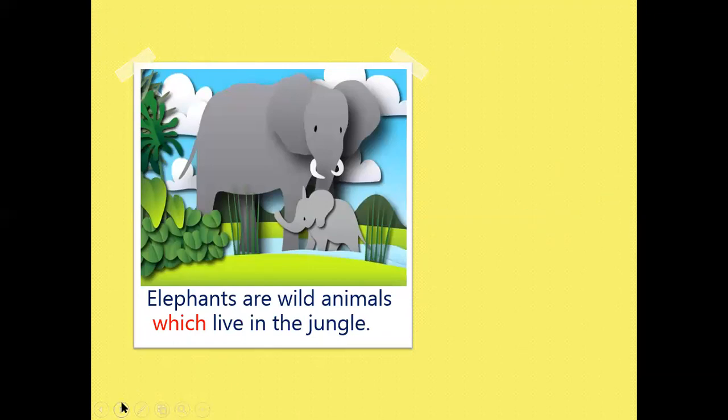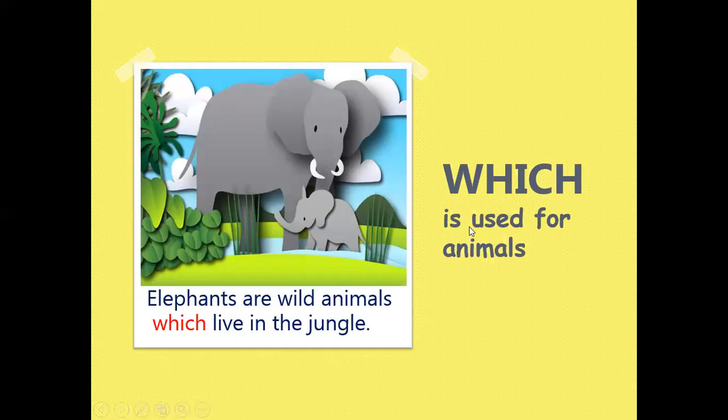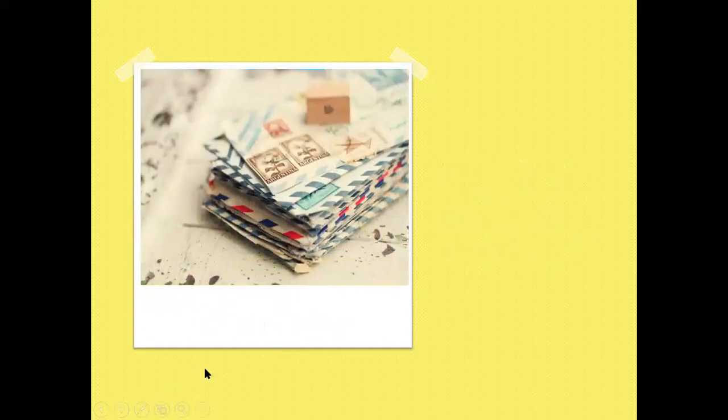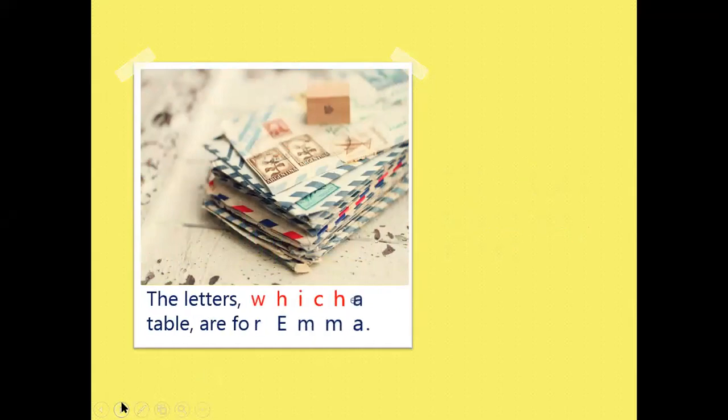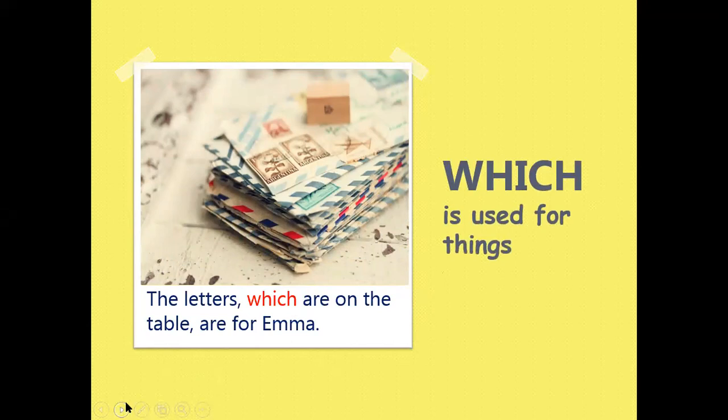Elephants are wild animals which live in the jungle. The letters which are on the table are for Emma. We use which for animals and things.